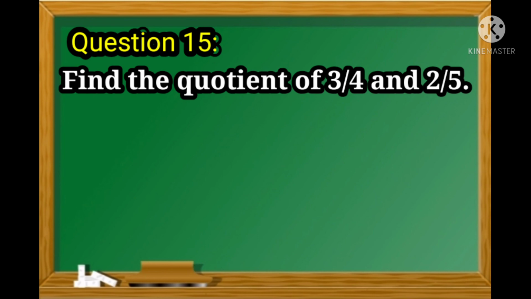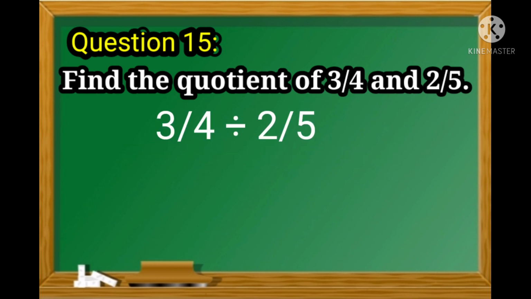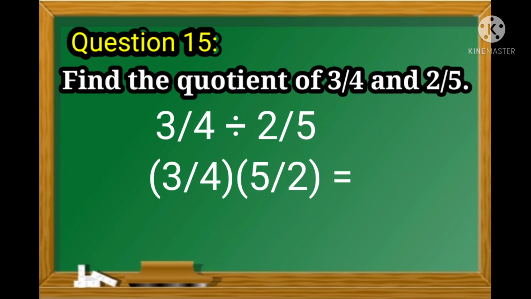So therefore, the reciprocal of 2/5 is 5 over 2. So 3/4 divided by 2/5 becomes 3/4 times 5 over 2. Then multiply 3 and 5, that is 15. And 4 times 2, that is 8. Since it cannot be simplified because there is no common factor, that would be our final answer.